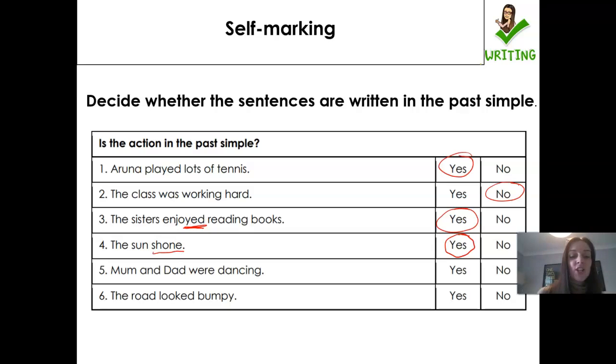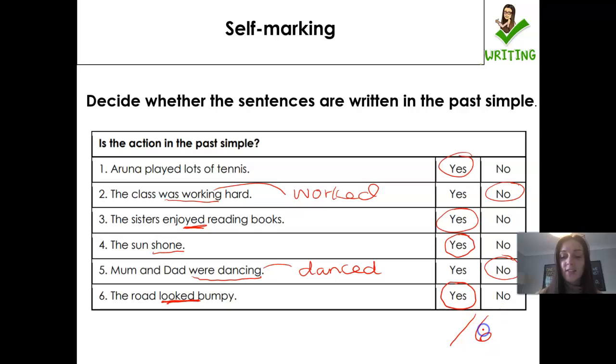Mum and Dad were dancing. Were dancing? Is that past simple? No. In fact, if I want to fix it, I would use the verb danced. Okay? And finally, the road looked bumpy. Well, yes, I can see that that verb is indeed in the past simple. So it was just was working, worked, and danced that needed correcting. Check your answers and give yourself a mark here out of 6.